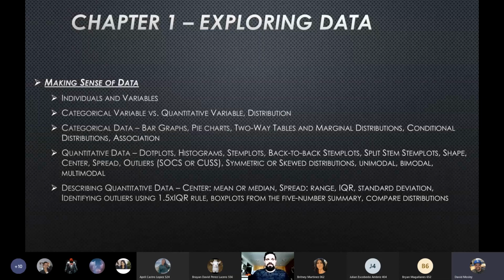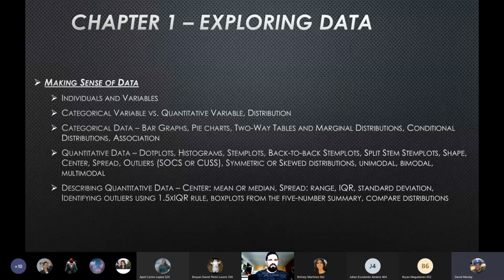Quantitative data is displayed in dot plots, histograms, stem plots, back-to-back stem plots, split stem plots, and we always can determine the shape, center, and spread and possible outliers of quantitative data. Right? We cannot determine the shape, center, or spread, or outliers of categorical data. Bar graphs or pie charts don't have outliers. Their shape can be changed based on the arrangement of the variable. Right? So they don't have those things.